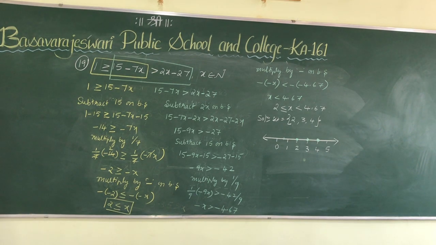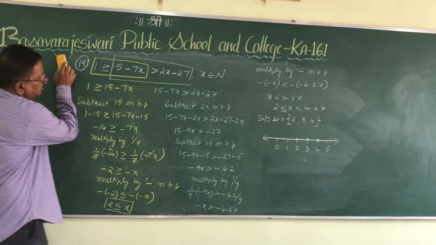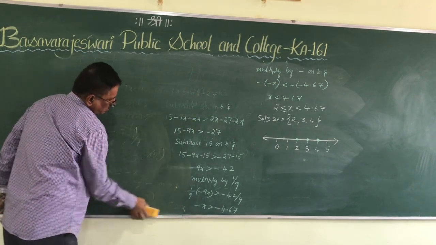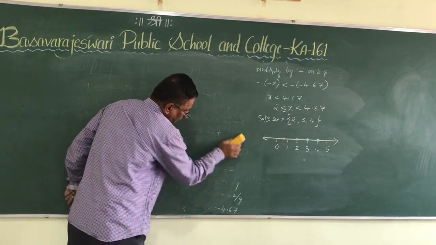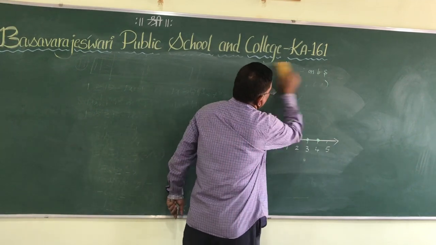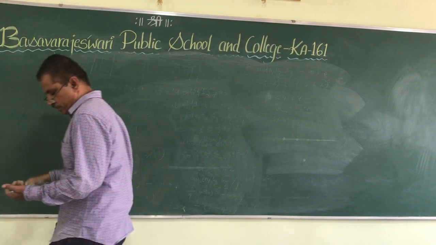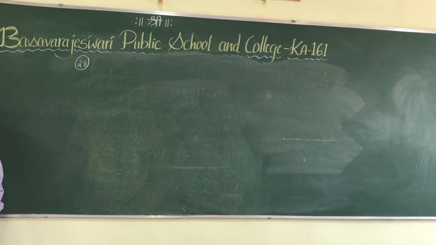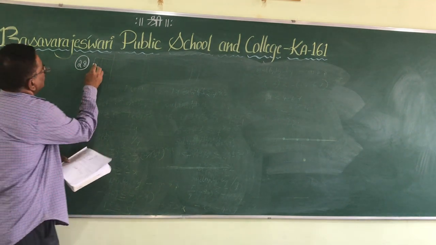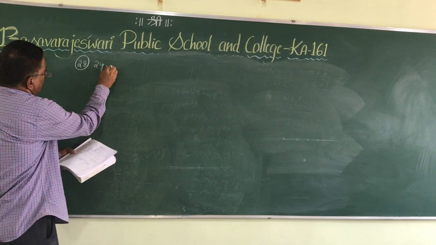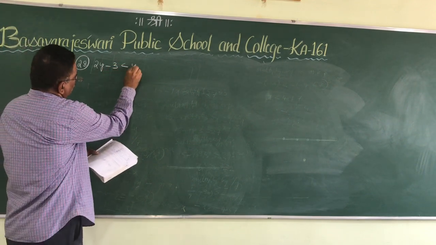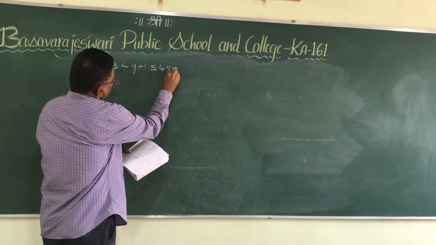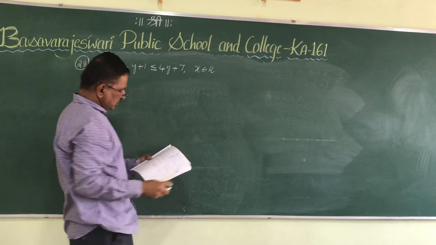After this, we'll take the 28th question. The 28th question is like this: 2y minus 3 is less than y plus 1, which is less than or equal to 4y plus 7, where y belongs to R, the real numbers.